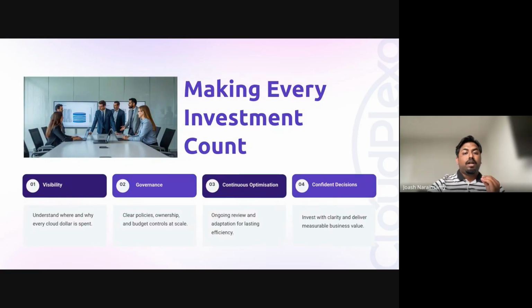So the organizations that will lead over the next 5 years won't necessarily be those with the biggest technology budgets. And they won't necessarily be those with the smallest cloud bills. They'll be the organizations that understand exactly where they're investing, why they're investing, and what value they're creating in return. That's what cloud maturity looks like. It's visibility, governance, continuous optimization, and making technology decisions with confidence.